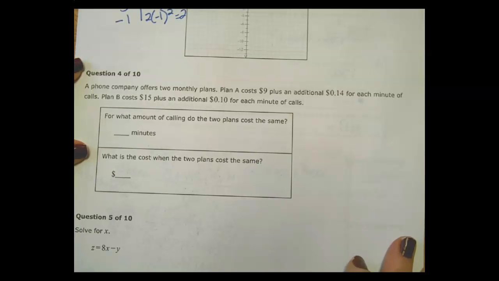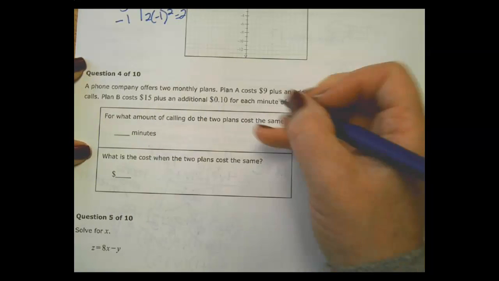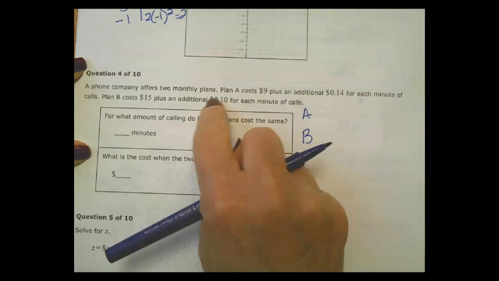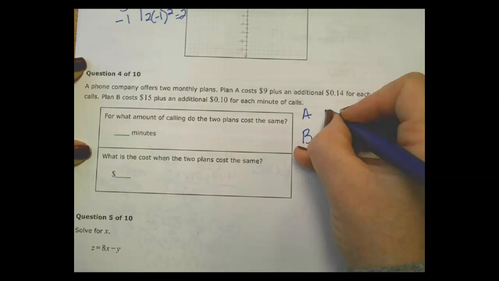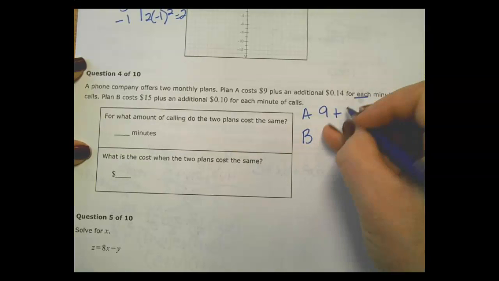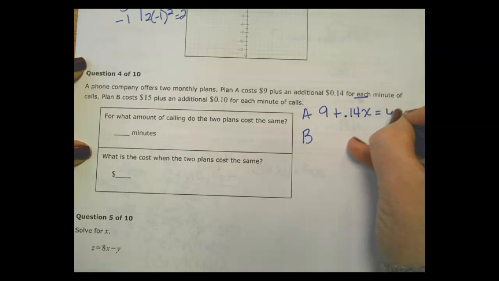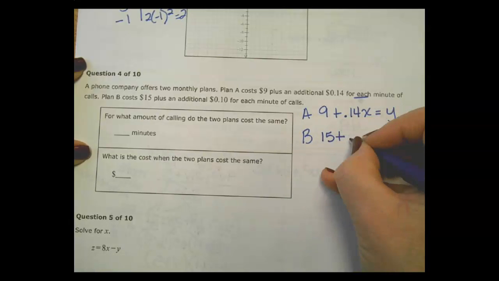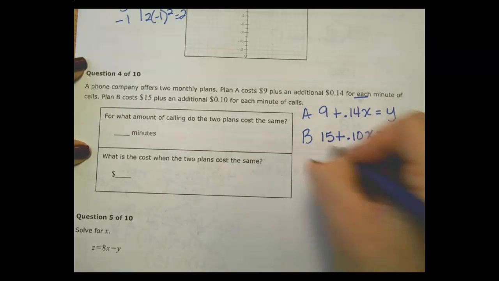This one here is also an equation. You'll notice a lot of these equations are going to look alike. It says a phone company offers 2 monthly plans. So you're going to have 2 plans, Plan A and Plan B. Plan A costs $9, so that's a flat fee. So 9 plus, each means you're going to multiply, so that's your variable, X, and then that equals Y. And the next one, B, is you start out with 15 plus 0.10x equals y. So this looks like it's in slope form.